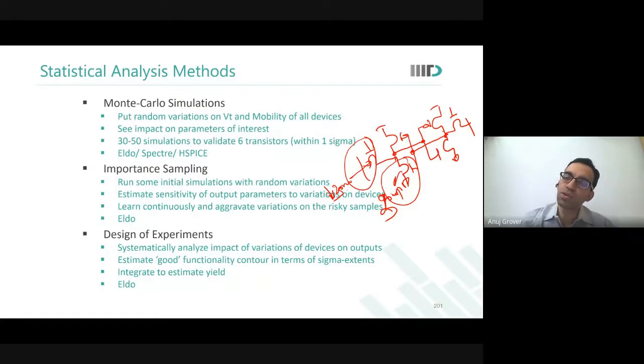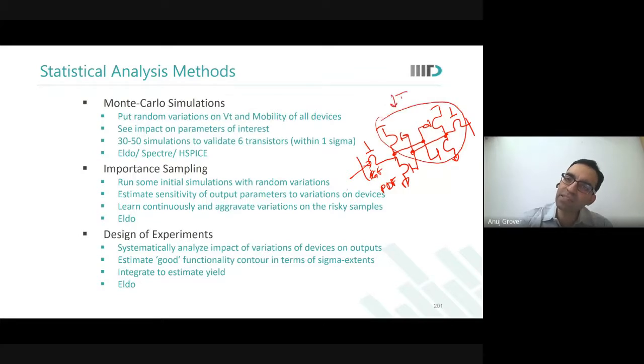So what do you do? You say that I am not dependent on Monte Carlo. I know that my SNM is worst when the pass gate is fast and the pull down is slow. So I say, okay, I want to get the 6 sigma worst cell. So I will put all the other devices at 0 sigma. All the other devices are at the nominal value, typical value. The 6 sigma is distributed along pass gate and pull down. So I will say that 6 sigma is 5 sigma here and 3 sigma here, or 3.3 sigma here.